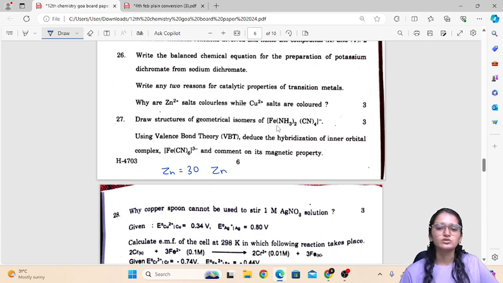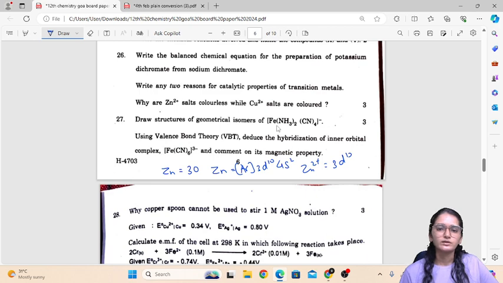So the configuration of zinc normally is argon 3d10 4s2. When you remove 2 electrons, it will be Zn2+, which is equal to 3d10, and 3d10 means the d orbitals are fully filled.